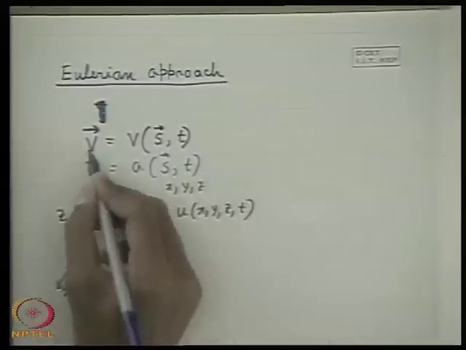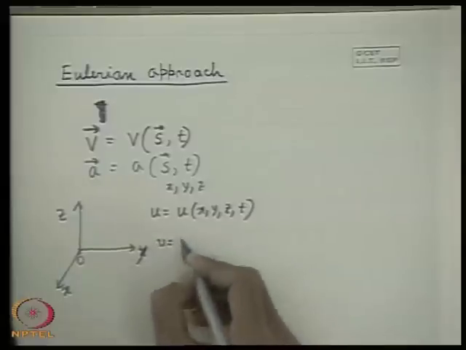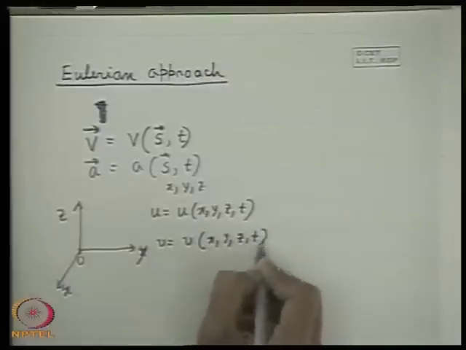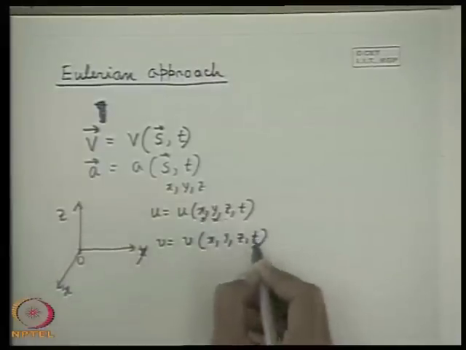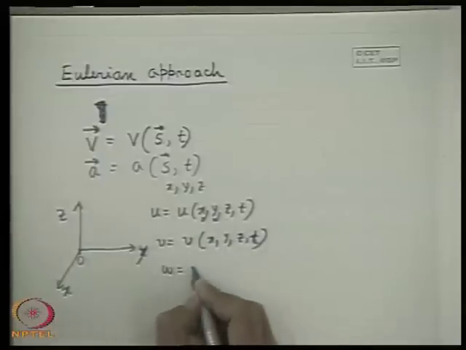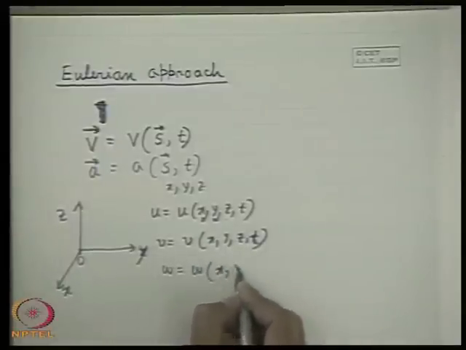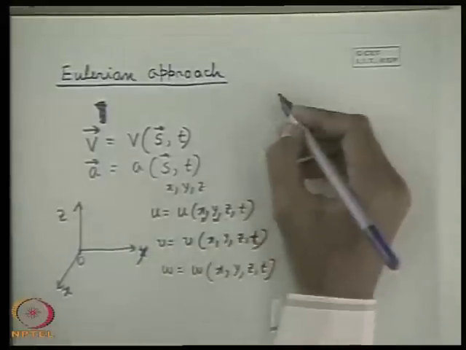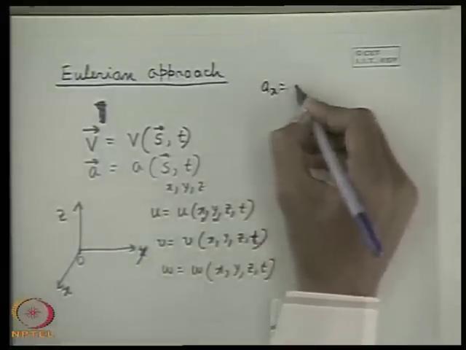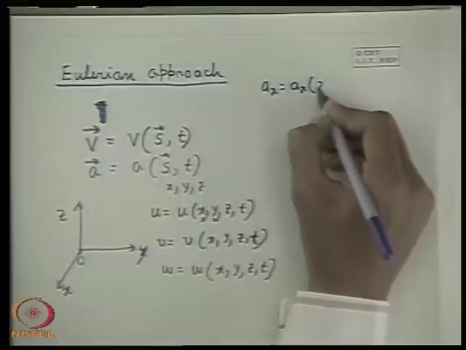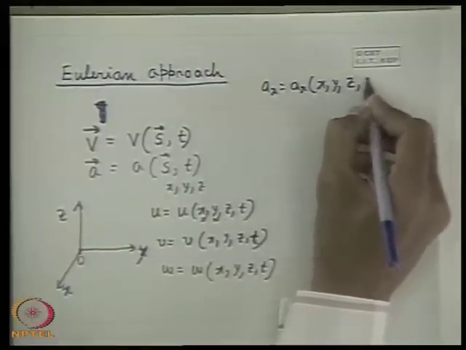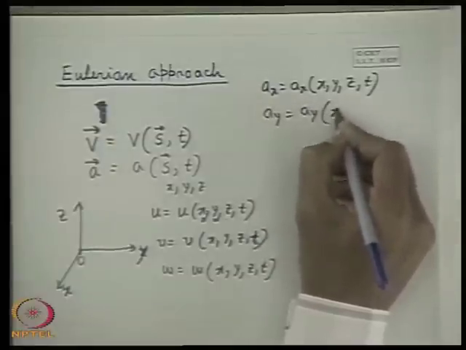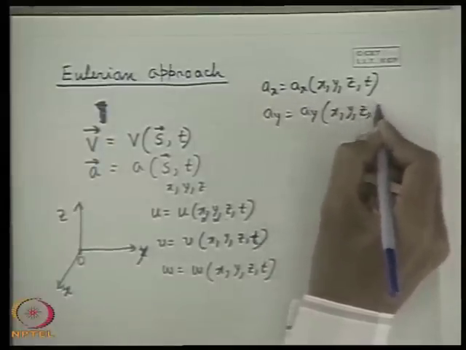So, we can break this vector form into scalar components, as a function of x, y, z. That means this x, y, z is not the coordinate of a particle, it is the coordinate of a point. So, w is a function of x, y, z and t. Similar is the case for acceleration: ax is a function of x, y, z and t. Similarly, ay is a function of x, y, z and t.